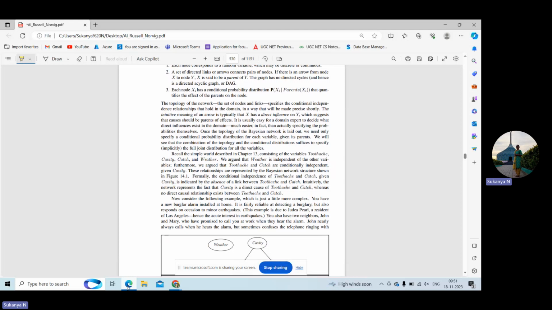So now, what are the probabilities that they can get? John can miss and Mary can also miss. So these two are only the possibility to get a call right to the casting. But these two are also a probability. It can happen or it can never happen. Right. So what about this alarm then?